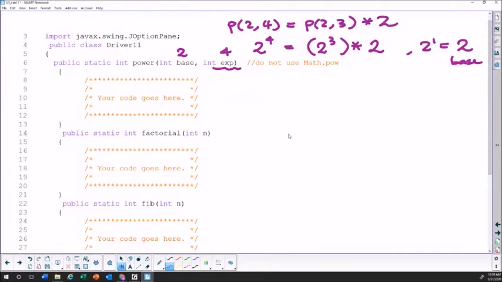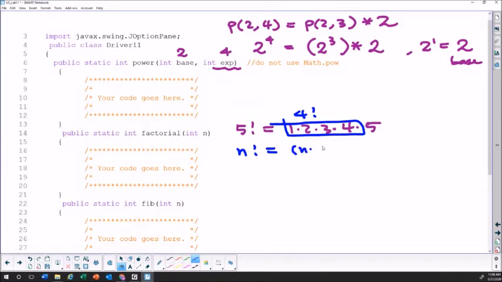Factorial is also almost the same. For example, 5 factorial means 1 times 2 times 3 times 4 times 5. We can say 1 times 2 times 3 times 4 is 4 factorial. So 5 factorial is 4 factorial times 5. So we can rewrite n factorial as n minus 1 factorial times n. So this is the recursive case. Then the base case will be when you get 1 factorial, you can just return 1.